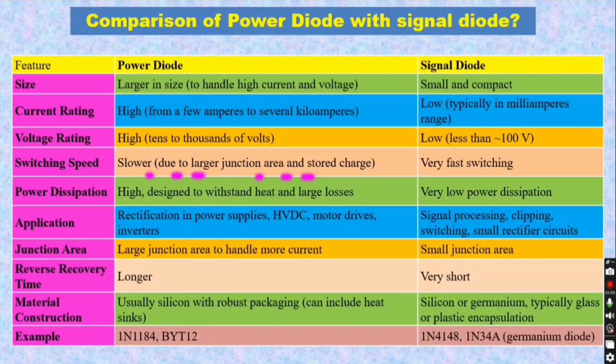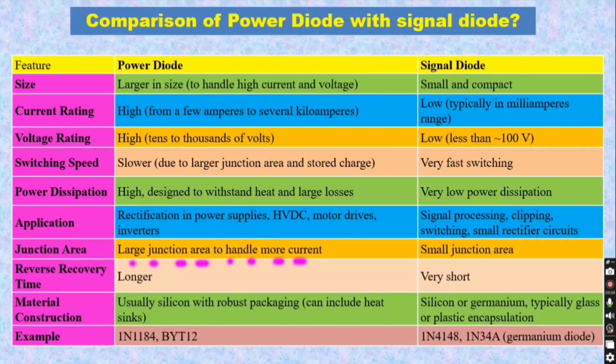Power diode switching speed is slower due to larger junction area and stored charge. Signal diode has very fast switching. Power diode power dissipation is high, designed to withstand heat and large losses. Signal diode has very low power dissipation. Applications of power diode: rectification in power supplies, HVDC, motor drives, inverters. Applications of signal diode: signal processing, clipping, switching, small rectifier circuits.